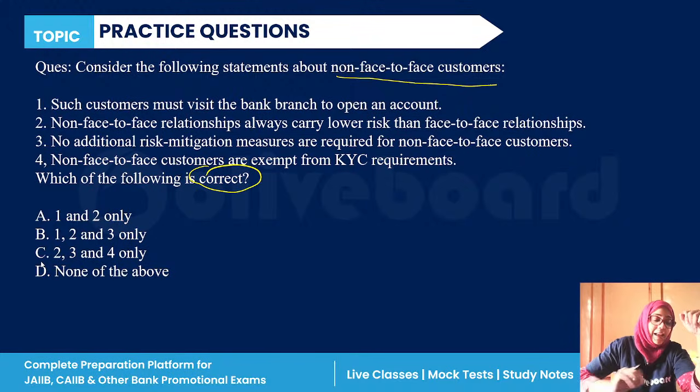So Vijay is saying A is the correct answer, and everyone else?